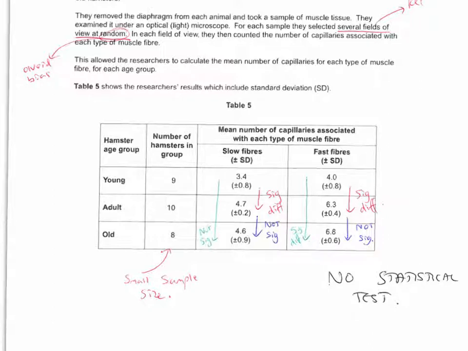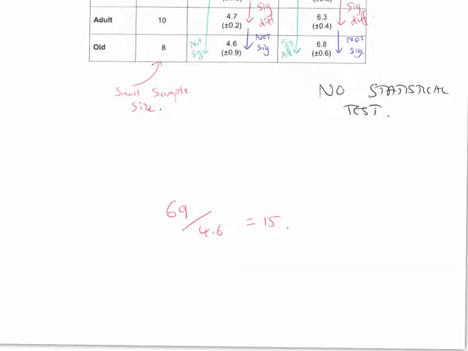The next question is estimate how many slow muscle fibres were visible in the fields of view. Okay, so it says they counted 69 capillaries in the field of view, and it was for old slow muscle fibres. So there's an average of 4.6 capillaries associated with each muscle fibre. So therefore, if there are 69 capillaries and a mean of 4.6 capillaries per muscle fibre, if you divide 69 by 4.6, there'd be 15 slow muscle fibres in the old hamsters in the field of view.